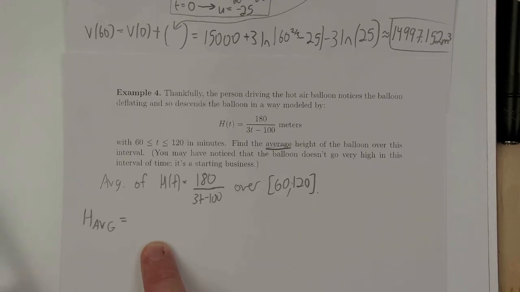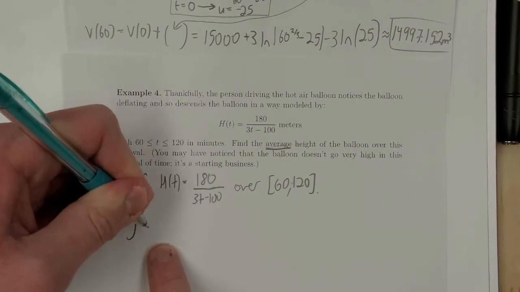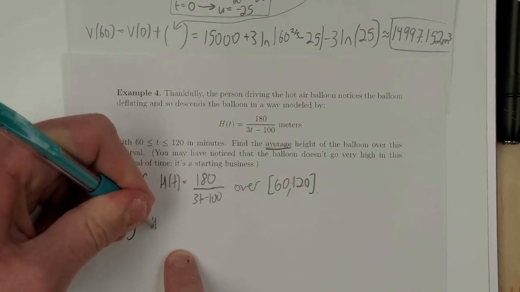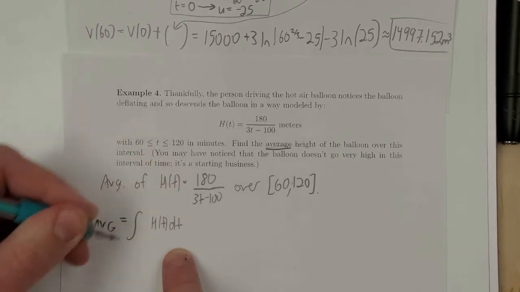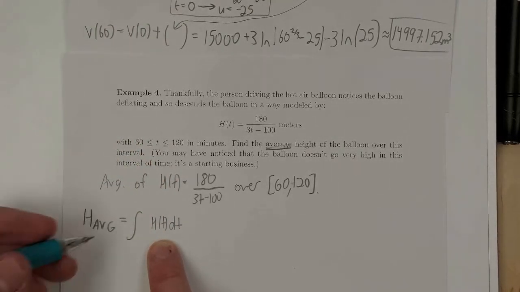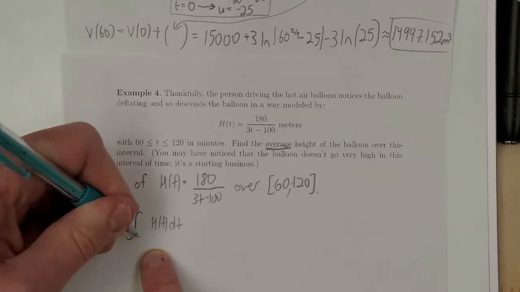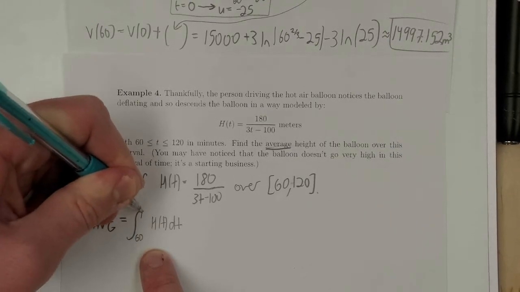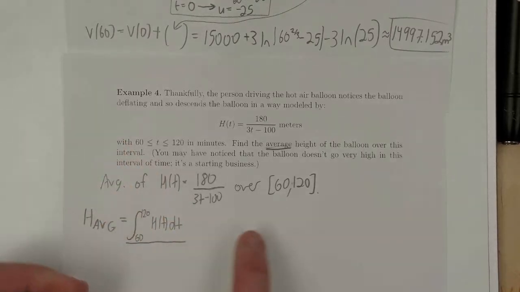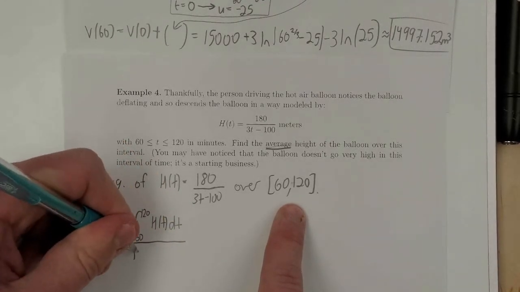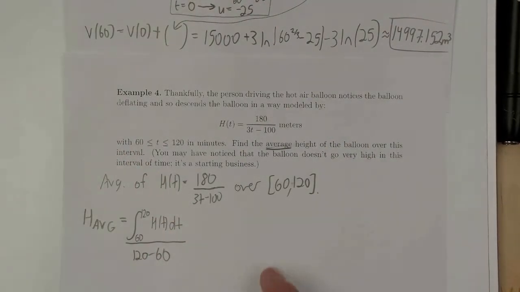So what was the average value formula here? The antiderivative of h of t over b minus x. Mm-hmm. Well, not just the antiderivative, but we need the definite integral, right? Yeah. So in this case, the lower bound is 60, the upper is 120, and then we need the length of our integral, which is 120 minus 60, right? Okay? So here's what that tells us.